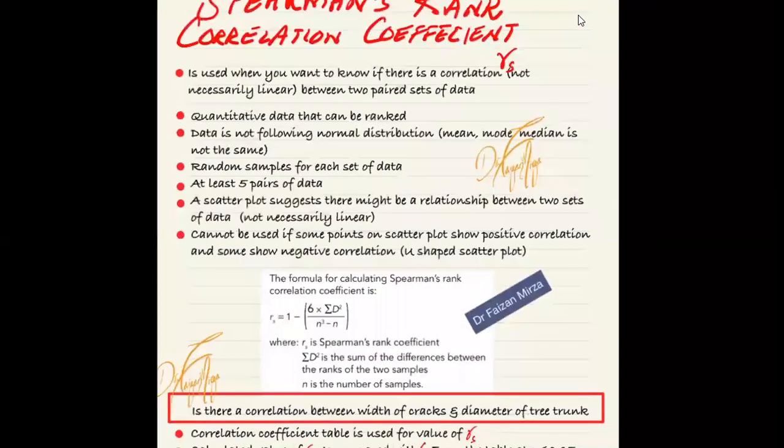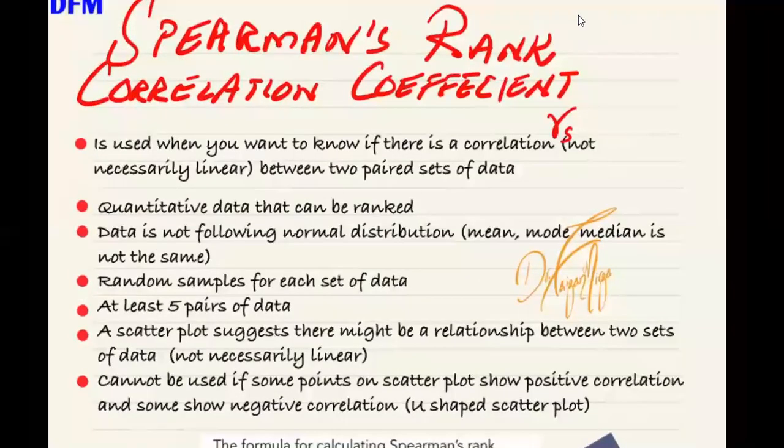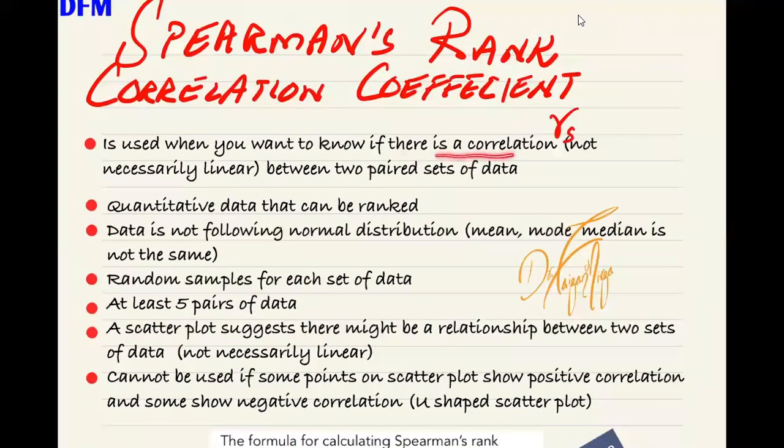When do we apply Spearman rank correlation coefficient? It is basically when you want to know if there is a correlation, not necessarily linear, between two sets of paired data. The correlation seems to be there, but it is not necessarily linear, so we can't apply Pearson correlation. Again, you will have quantitative data that can be ranked. This is the first of the ranking data tests that we are discussing. We have not discussed ranked data in any of the other statistical tests. The data is not following normal distribution.